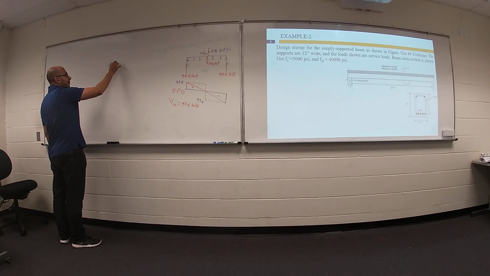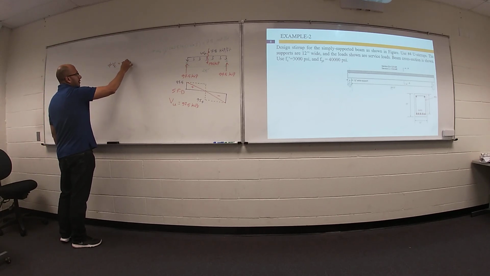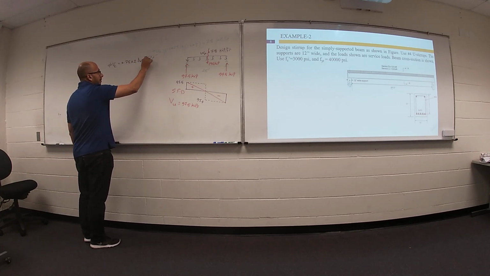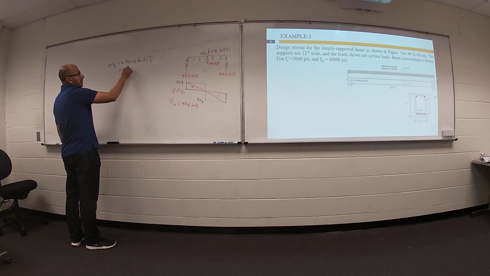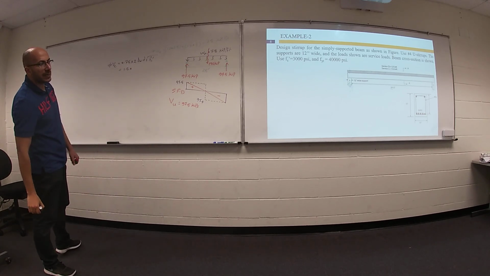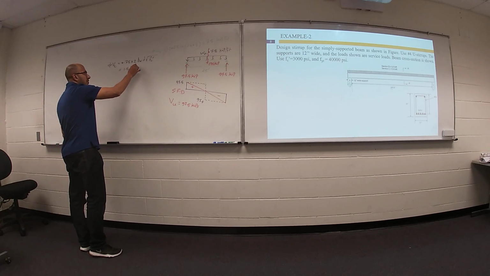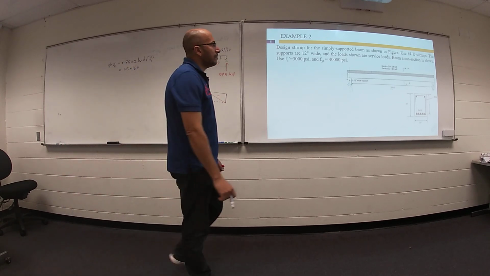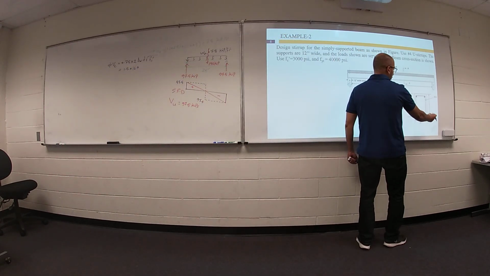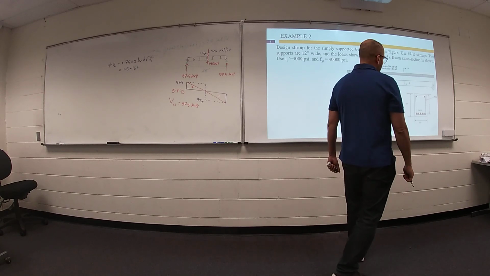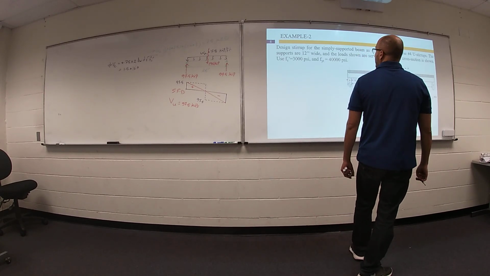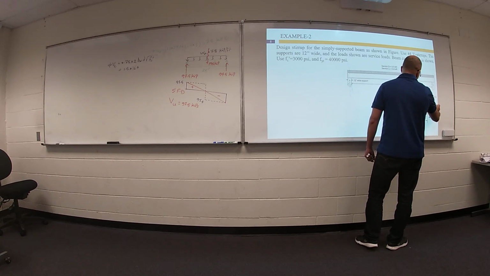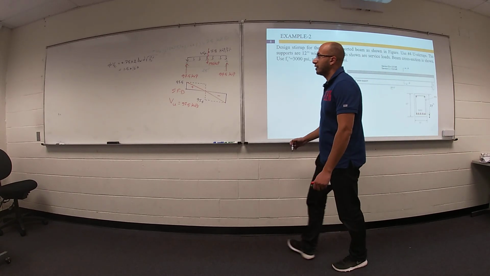Phi VC equals 0.75 times 2 times B web times depth times square root of FC prime. So 1.5 times B web. What is B web? 16 inch. What is the depth? It's not given. Cover is given? No. So you can assume your cover 3 inch, 2.5 inch, that's fine. So, okay, 27 inch.